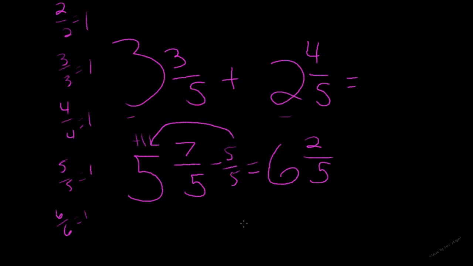5 plus the 1 I just regrouped out makes 6. 7/5 minus 5/5 equals 2/5. I get the exact same answer as before. It's just a little bit shorter than going mixed to improper and then improper back to mixed at the end. So that's a couple of different ways you can do with addition.